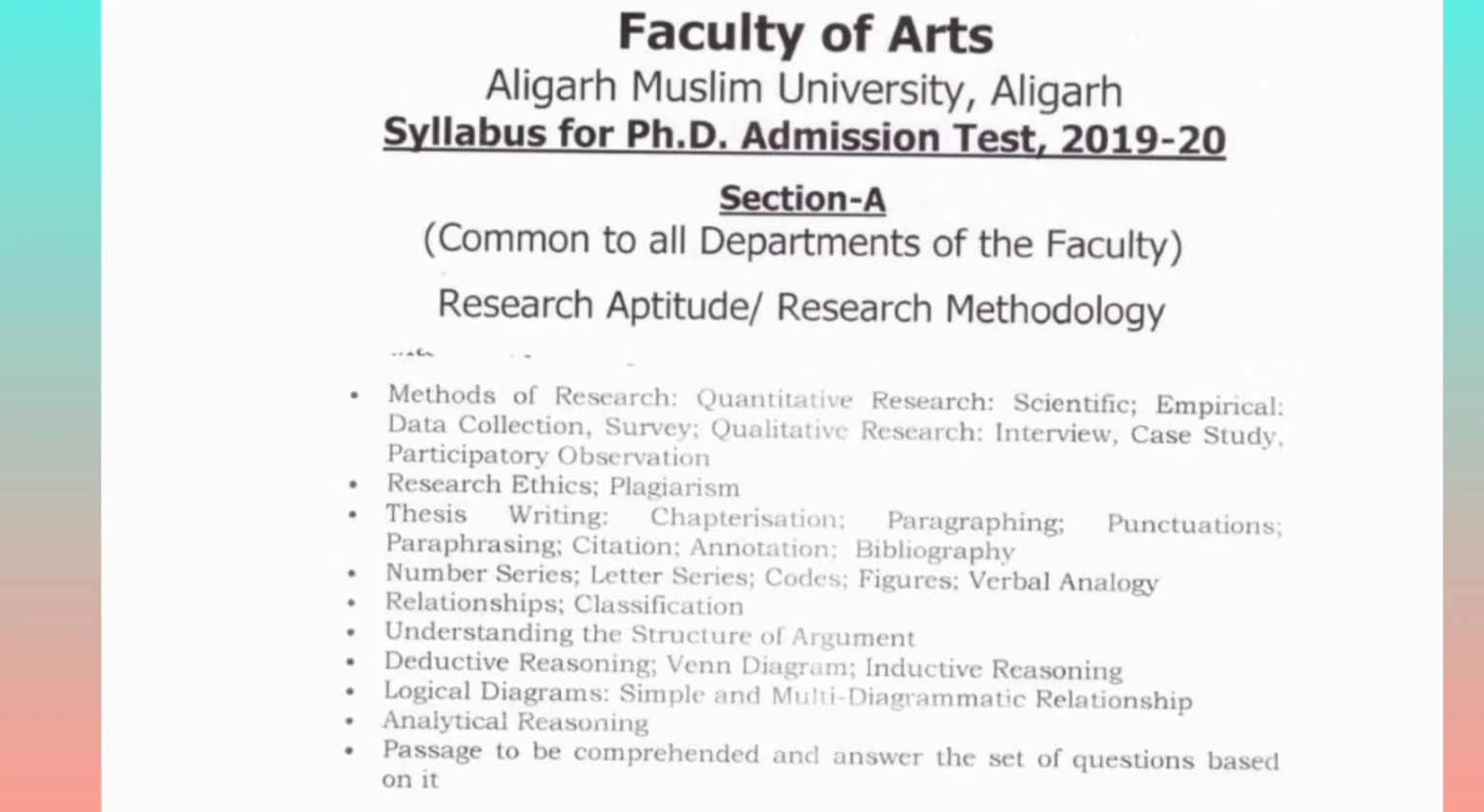So section A will have questions from research aptitude, reasoning, logical reasoning, diagrams or syllogism, Venn diagrams, analytical reasoning, and a passage, a reading comprehension will be given. So you must study about research aptitude: what is research, what are the types of research, the surveys, the process of data collection, interviews, the types of interviews, what is case study, what is descriptive research, what is empirical research, and a lot more about research ethics, plagiarism.